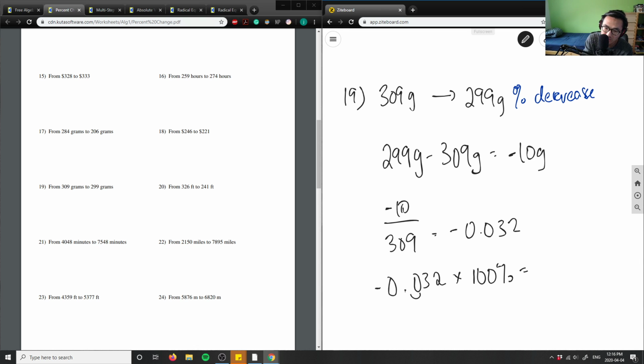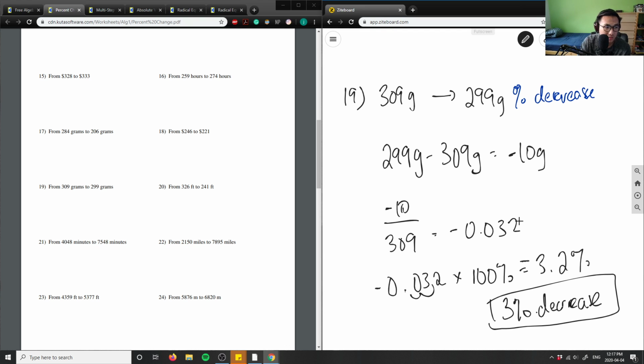I'm going to move the decimal 1, 2, so I can divide that and multiply by 100. So this is 3.2%, and this is negative. I'm going to round this to 3%, and this negative becomes simply a decrease, just like we did with our last problem. So we have a 3% decrease in this case.